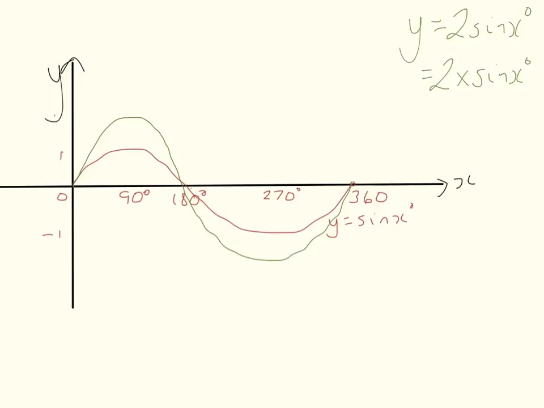So now the maximum is 2, the minimum is -2. Okay, so it just goes steeper, it's stretched. Okay, it still crosses at 180 and it still finishes at 360 degrees.